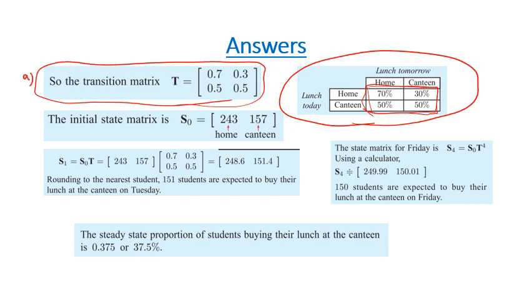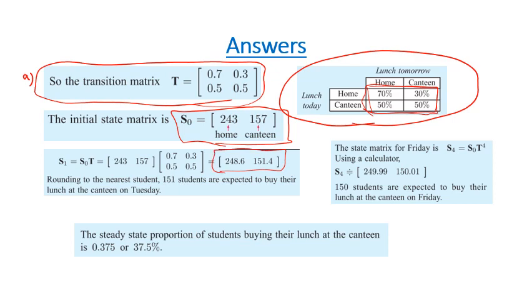The initial state then, you would have been able to work out how many students there would have been from home and from the canteen. So that would have been the state matrix. Now you could work out then, rounding to the nearest student, by multiplying those numbers of students by the transition matrix, you would have figured out that 151 students are expected to buy their lunch at the canteen the following day.